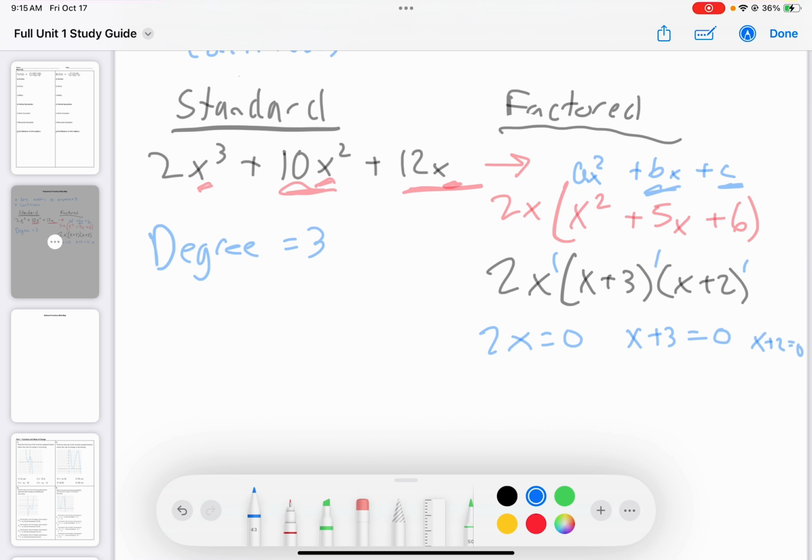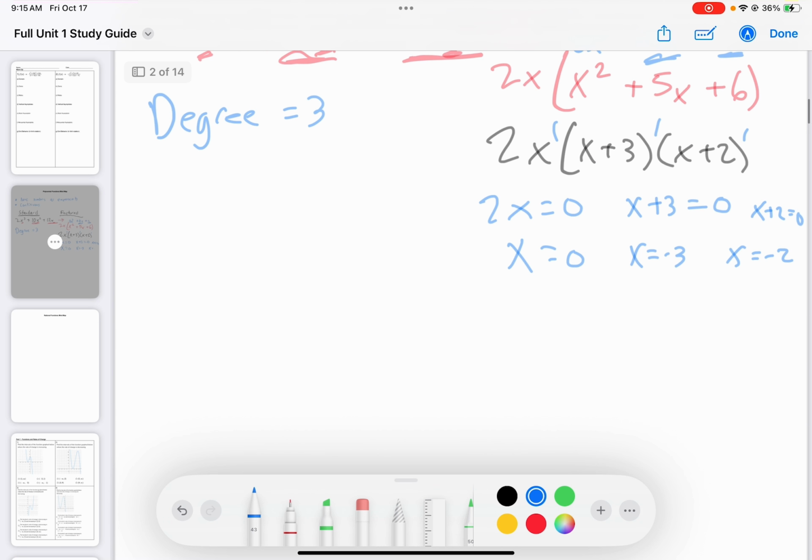And I could solve for the zeros. I get x equals 0, x equals -3, x equals -2. And so that means that this polynomial function intersects with the x-axis at 0, -2, and -3. We'll talk a little bit about end behavior in a second. So this graph would look something like that. Okay. All right. I'm getting a little ahead of myself.